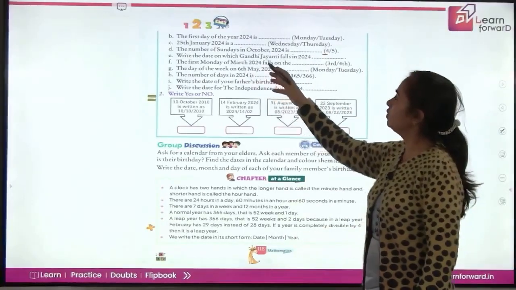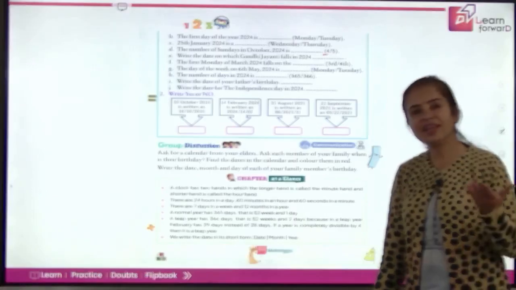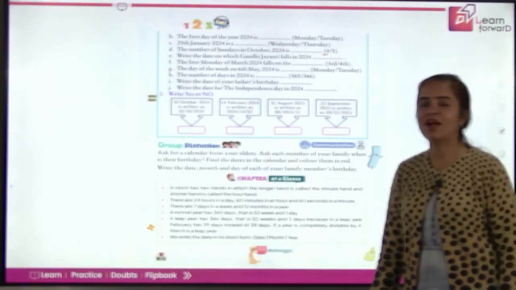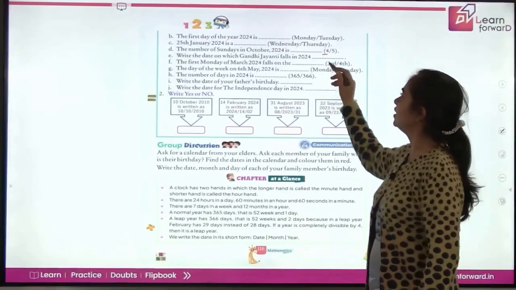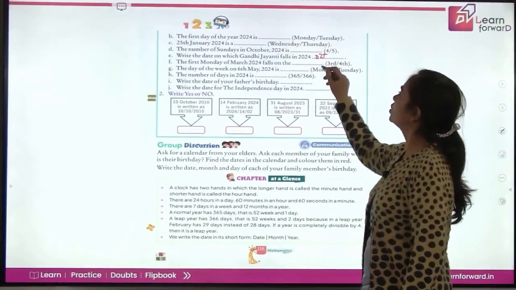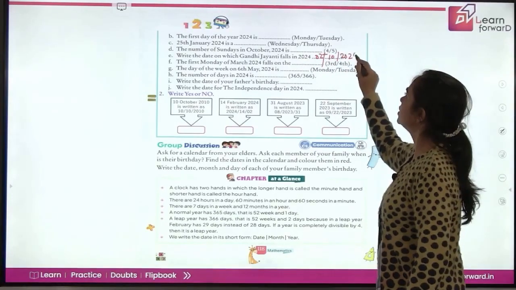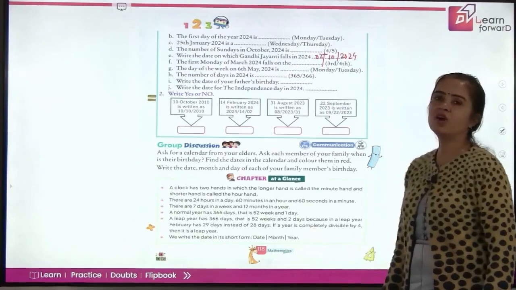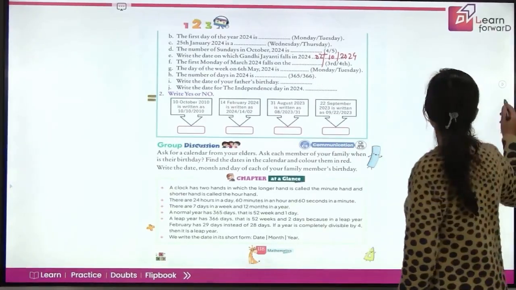Write the date on which Gandhi Jayanti falls in 2024. The date is always the same. What is the date for Gandhi Jayanti? 2nd October. So you will mention the date here. 2 October, October is the 10th month. Year is 2024.